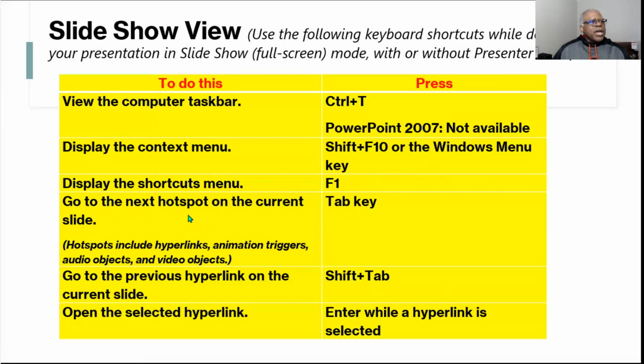Go to the next hotspot on the current slide. Hotspots are hyperlinks, animation triggers, audio objects, video objects. That's the Tab key. Basically, it's going to tab between the different elements on the slide. And then Shift Tab will take you to the previous hyperlink. To open a hyperlink, you just click it.